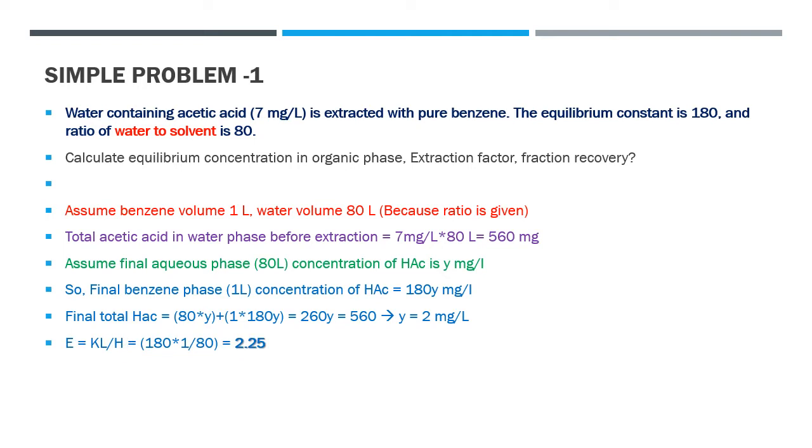The extraction factor is E equals K into L by H. We already know the K value here is 180, and the L by H ratio is 1 by 80, so E becomes 2.25. And P is E by 1 plus E, that is 2.25 by 3.25. That is the fraction of compound extracted, so 69% of your total acetic acid has been extracted into the organic phase.